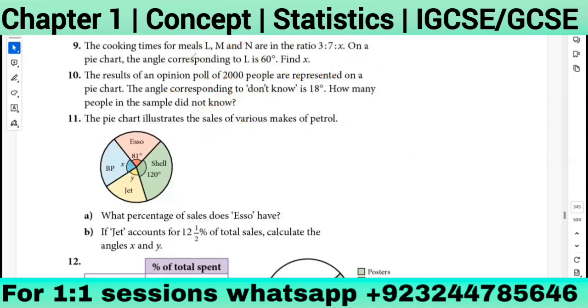The cooking times for meals L, M, and N are in the ratio 3, 7, X. On a pie chart, the angle corresponding to L is 60 degrees. Find X. So how are you going to do this now? Give it a try in the same way as we did the last one.